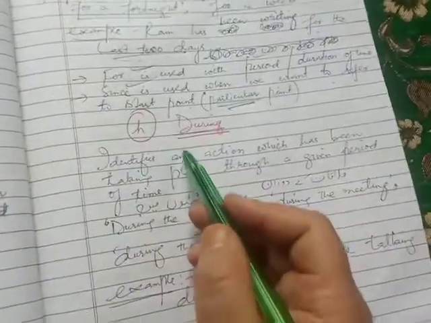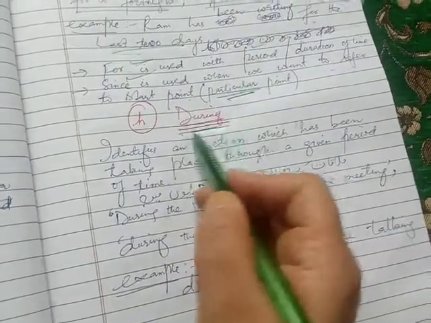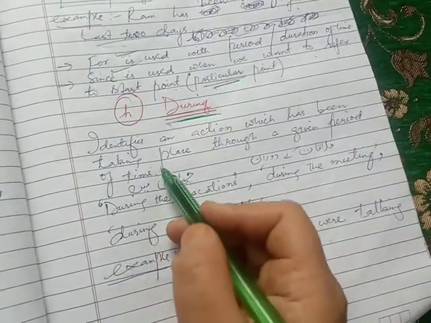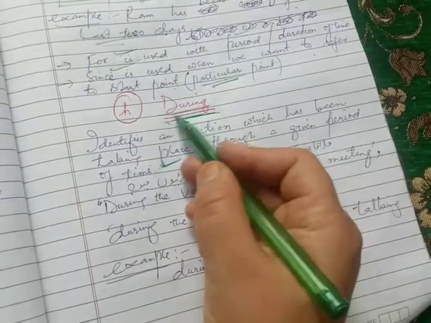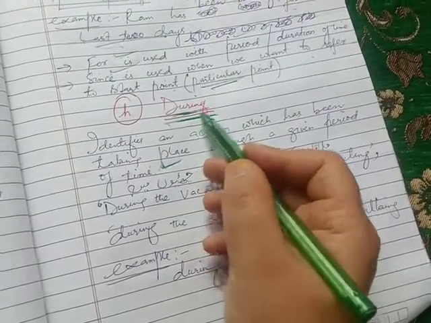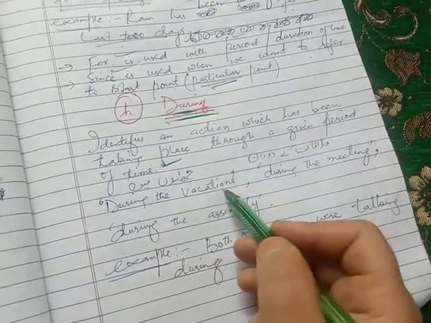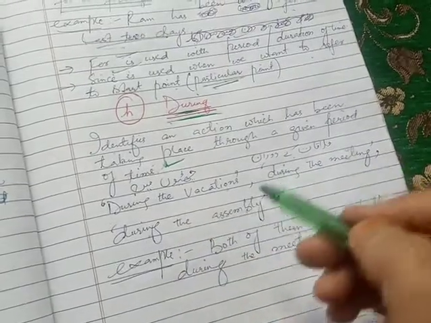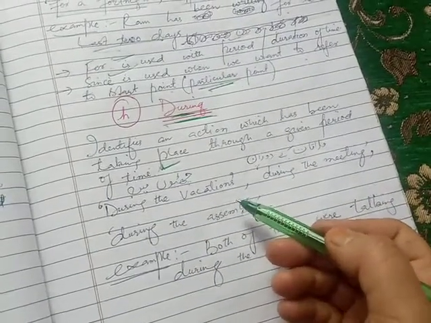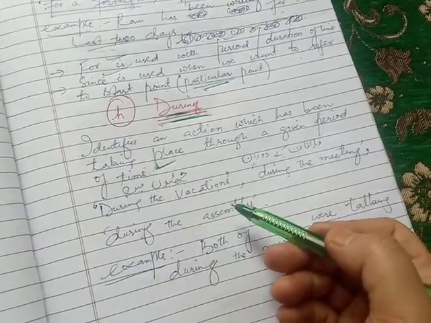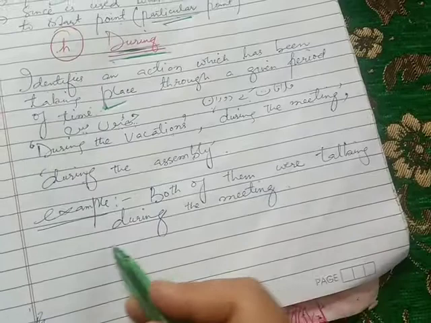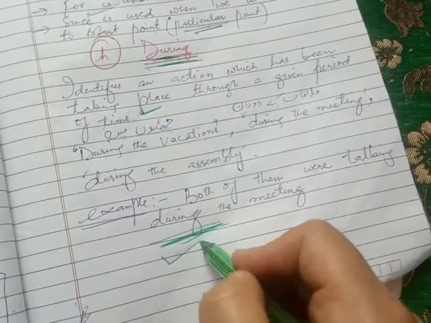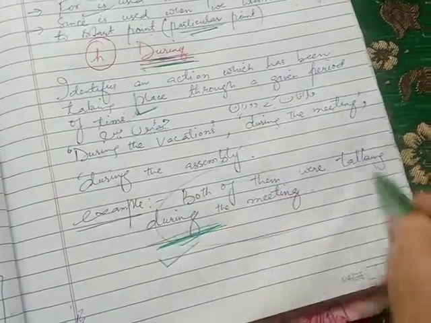Let's move towards another preposition of time: duration, "during". It identifies an action which has been taking place through a given period of time. For example, during the vacations, during the meeting, during the assembly. For example, both of them were talking during the meeting. So here "during" shows an action which has been taking place through a given period of time, during the meeting.